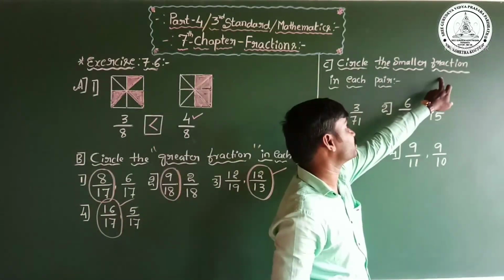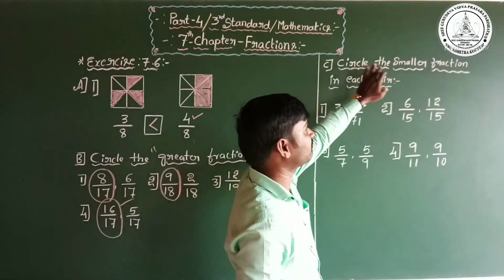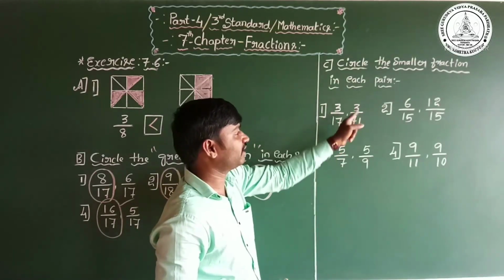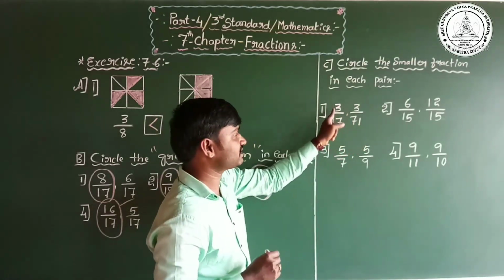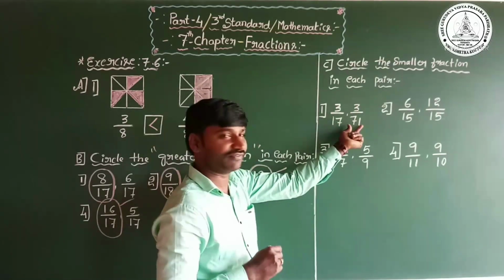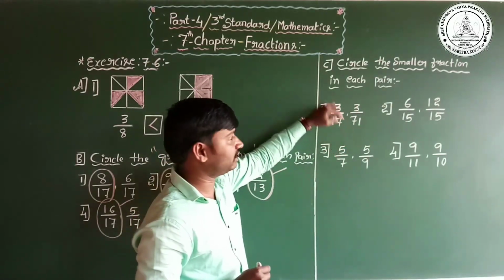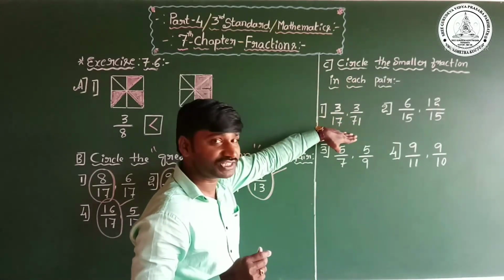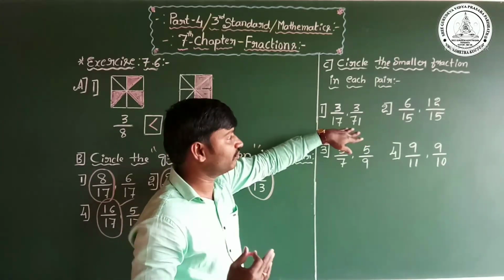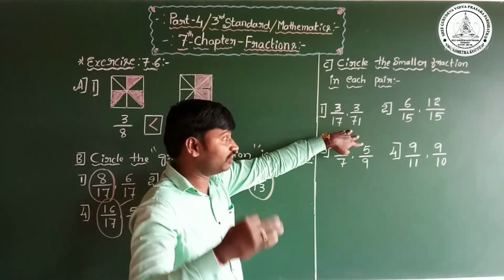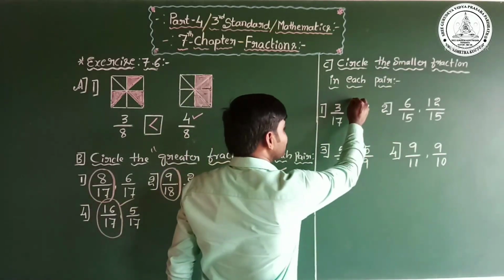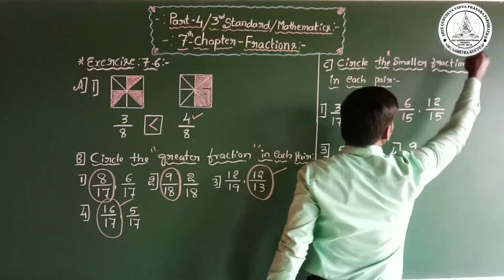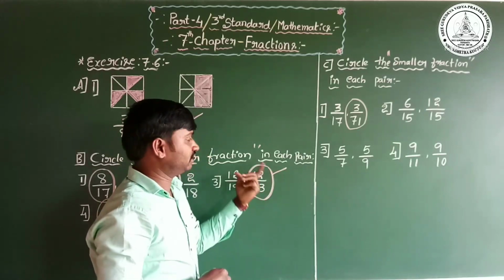Circle the smaller fraction in each pair. The first one is 3 by 17 and 3 by 71. Here the first one is 3 by 17, the second one is 3 by 71. When the numerators in the given fractions are the same, the fraction whose denominator is greater is the smaller fraction. Because why? We need to find the smaller fraction, whereas before we were finding the greater fraction.